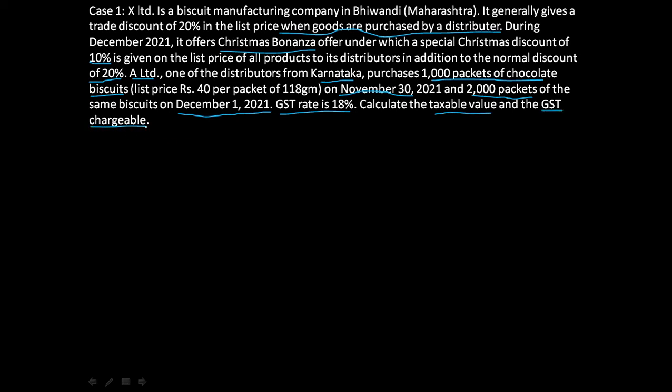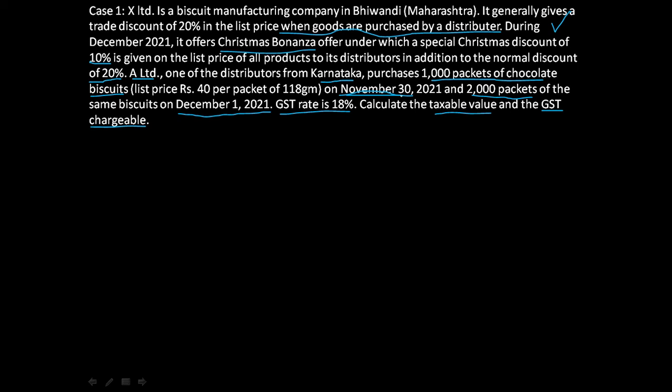Okay, there are two questions here. One, we have to calculate the taxable value, and secondly, how much GST is chargeable, that also we need to calculate. Okay, so look here, firstly when is the offer available, that extra 10%? Look at this statement that starts from here. During December 2021, that means only during December the Christmas Bonanza offer is available. So is that offer available on the packets that have been purchased on November 30th? Not at all. It is not December, so what if there is a one day difference? If it is December, you get it in December; if it is November, you will not get it. Okay?